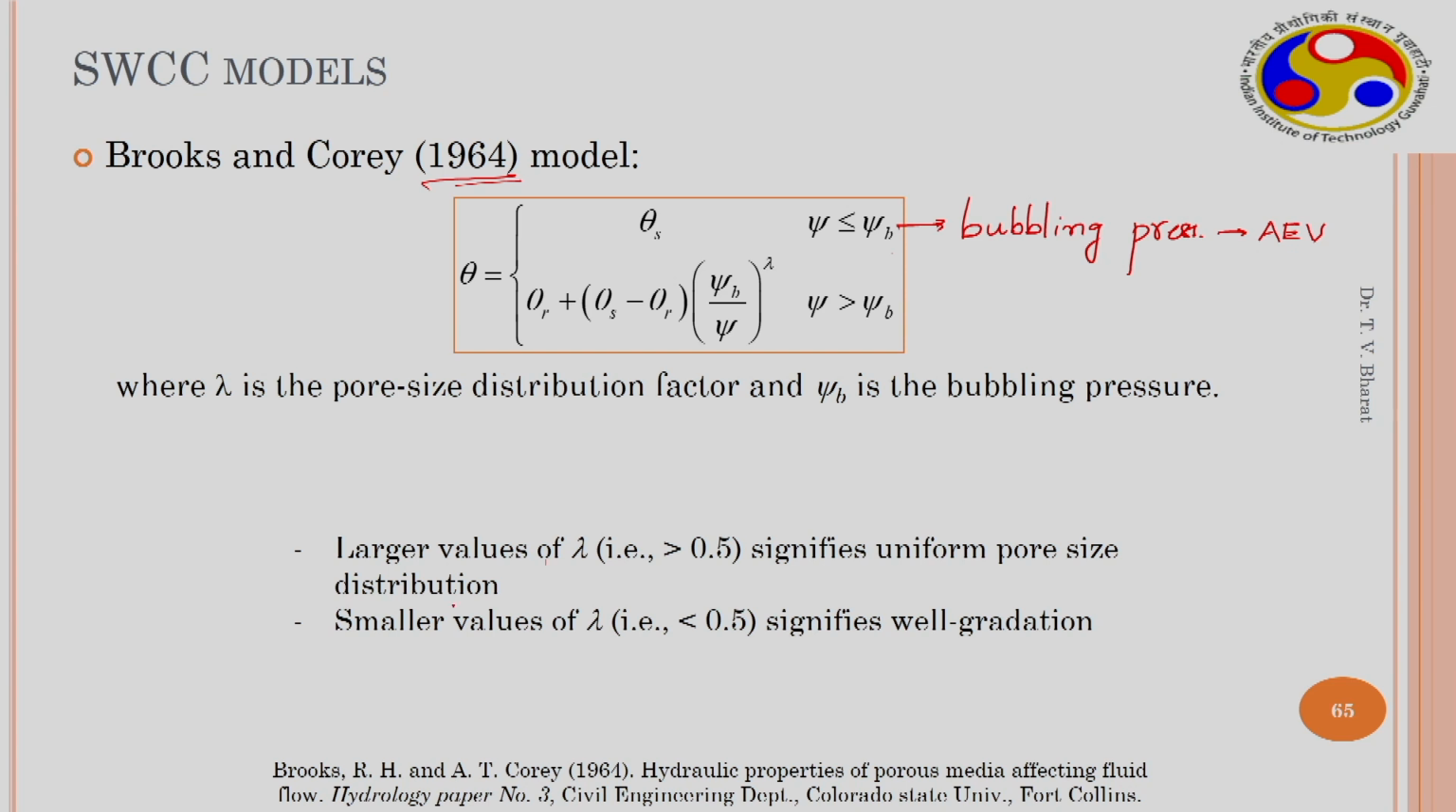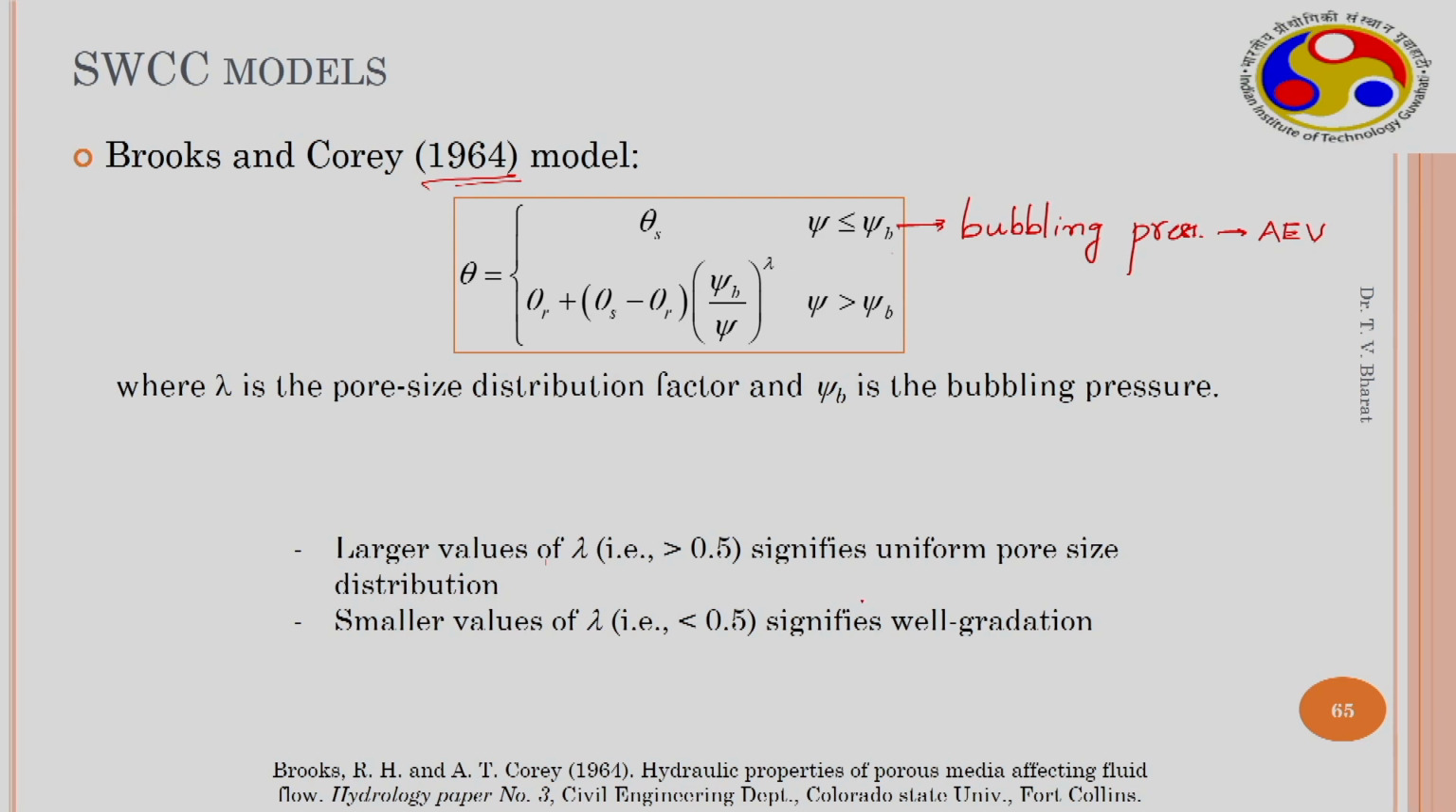So in this equation the lambda values generally vary between small values, maybe 0.1 or something, and can go up to very large values like 2 or so. Larger values of lambda signify uniform pore size distribution and smaller values of lambda signify well gradation.